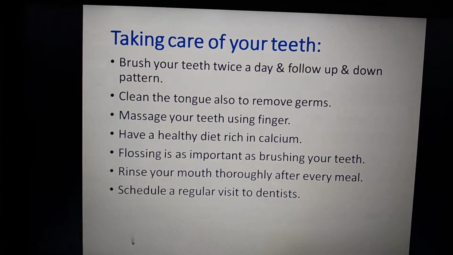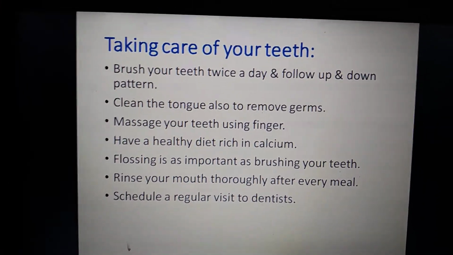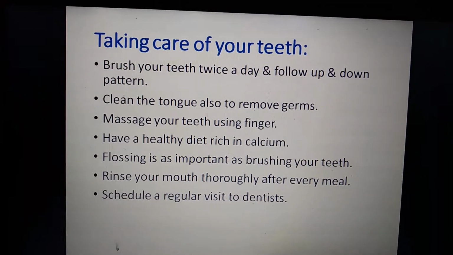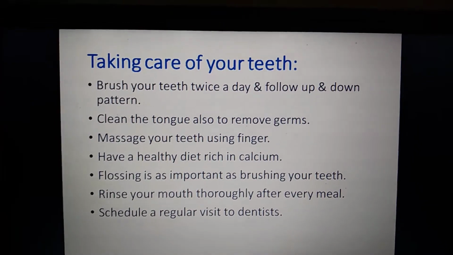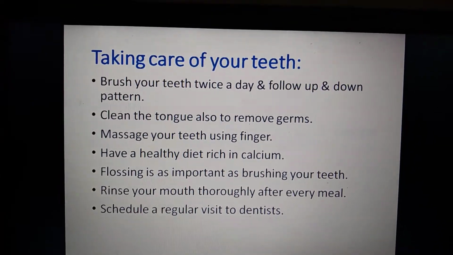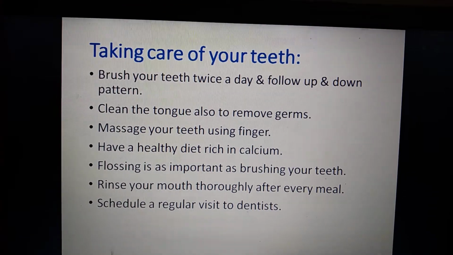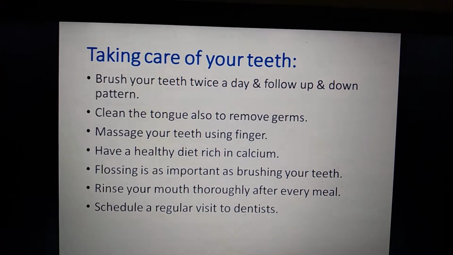Also we should clean the tongue, because a lot of germs will be present on your tongue. Cleaning it is helpful to remove the germs present on the tongue. Also, if you are not cleaning your tongue, it will give some bad smell.